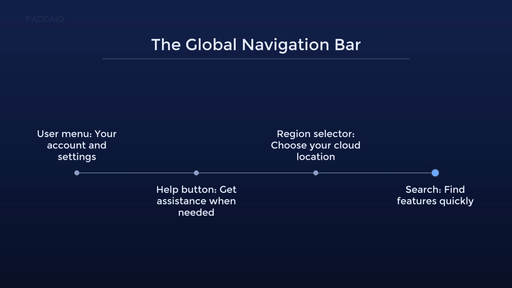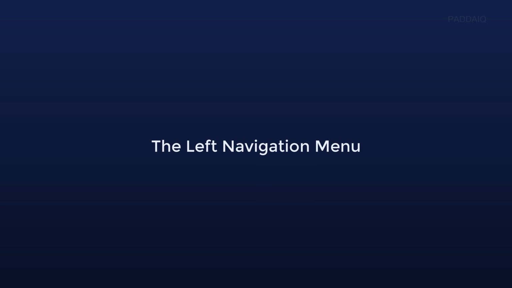Search, find features quickly. This means you can type keywords to locate tools or services without manual browsing. For instance, if you need the SAP HANA database, simply type HANA to access it directly. This saves valuable time and streamlines your workflow in SAP BTP. The left navigation menu.